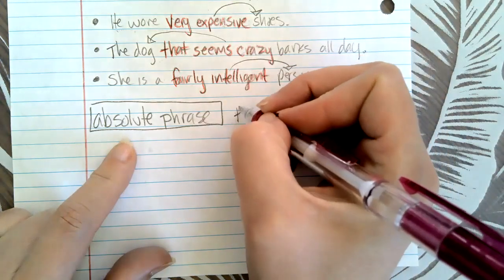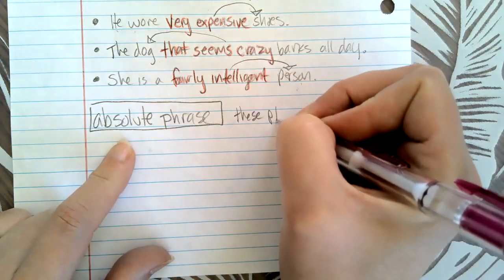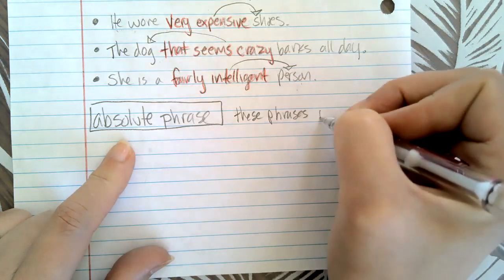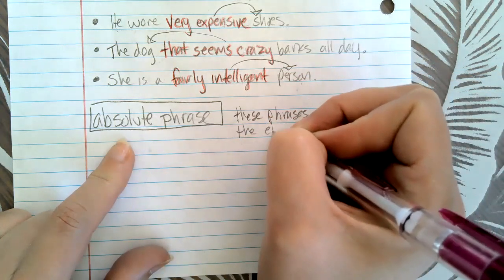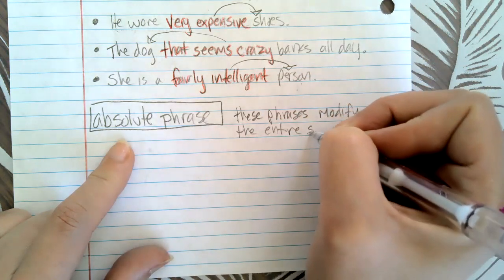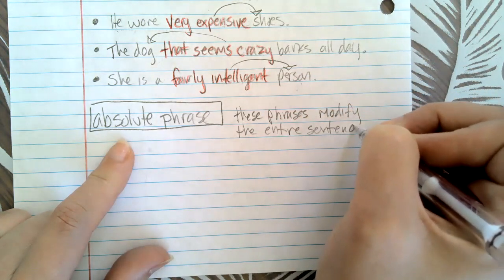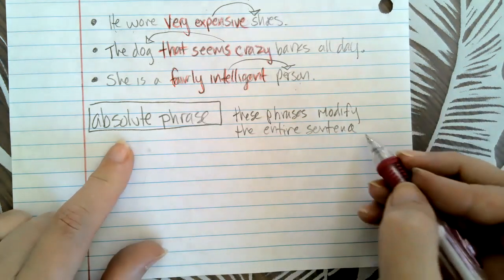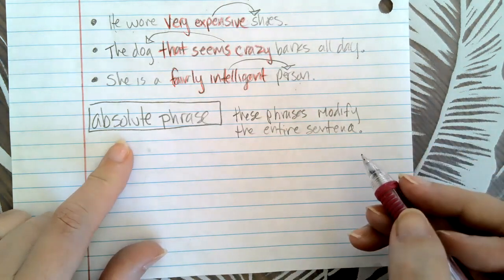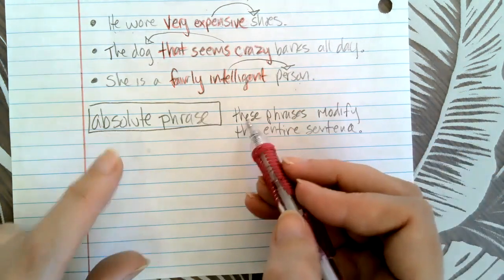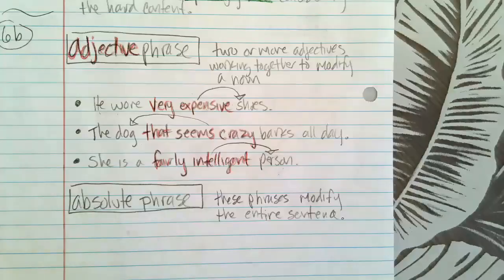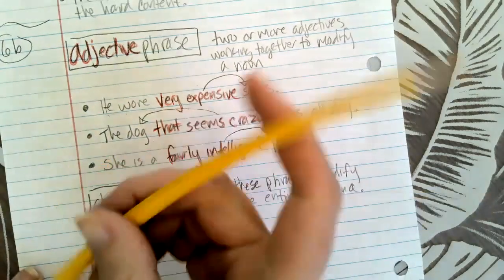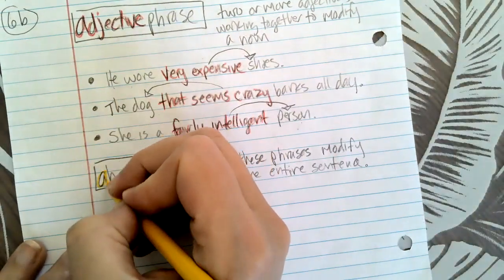okay? So we're going to say these phrases modify the entire sentence. Up until now, the phrases have been modifying a verb or a noun in the sentence, but these phrases modify the whole deal. All right, we're going to use yellow for this. So let's go over absolute in yellow.